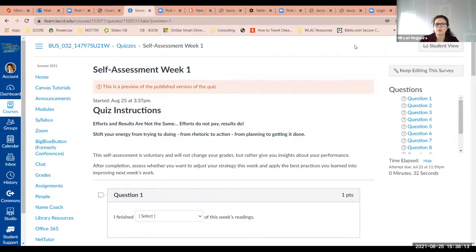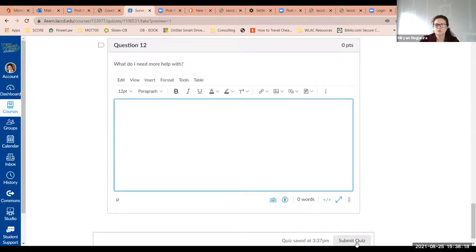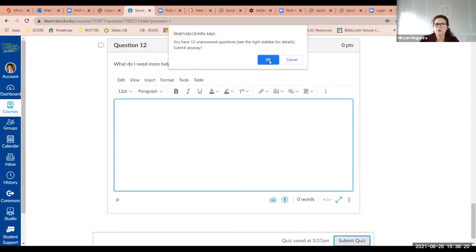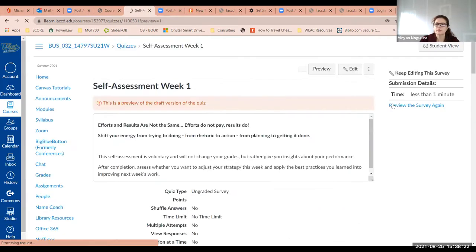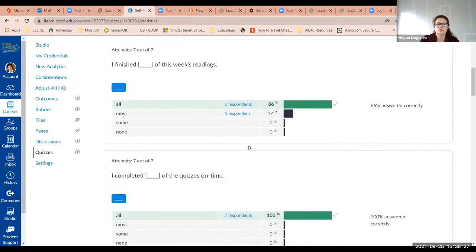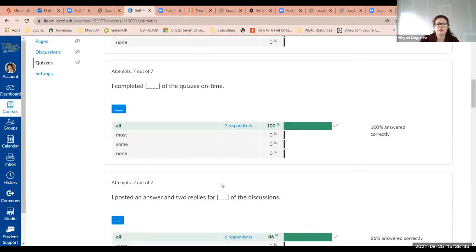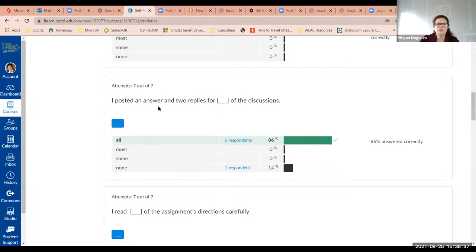These are ungraded. So now what I'll do is pretend I am submitting. In the same way, you can go to survey statistics here and see who said what and who's having problems. Like, I completed the quizzes, all of them completed on time, right? That's wonderful. I don't need to worry about that. But if you find that here, I posted an answer and 2 replies for the discussion, 1 student did not. So you may want to follow up with Dan and explain to them the importance of participating in class, how important that is.